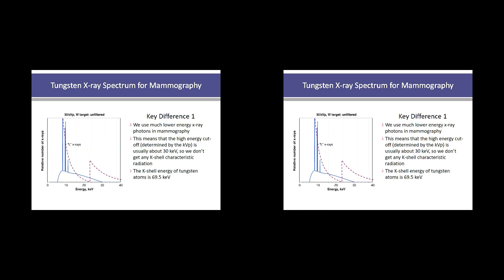Now, as I've said, we really want most of our X-ray photons to have an energy around about 20 keV. 10 really is too low. You're just going to get absorbed even within the fatty tissue of the breast. So we do need to get rid of these big characteristic peaks from the spectrum.